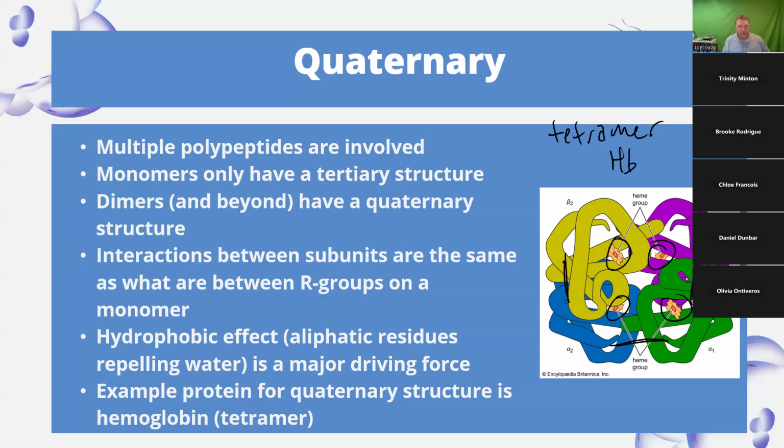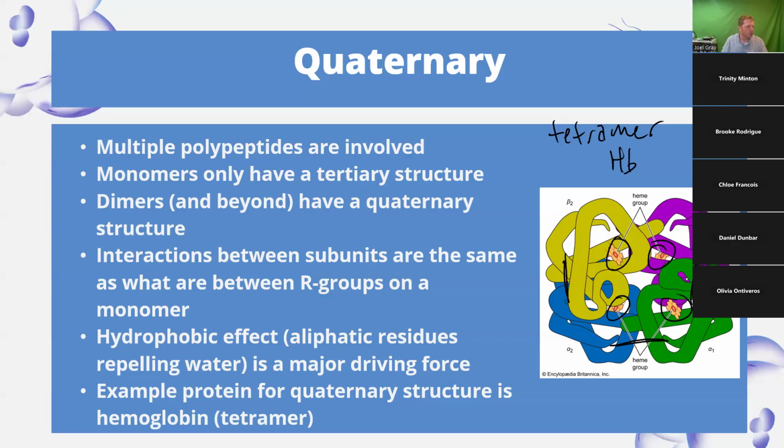Now, the hydrophobic effect is this idea that hydrophobic or nonpolar groups are going to cluster together to get away from water in an aqueous environment. Aliphatic residues are going to repel water and they're going to be driven together. So when it comes to the quaternary structure, there are hydrophobic residues that interact closely with one another to keep that water away. An example protein for quaternary structure is hemoglobin, which is what we see right here.